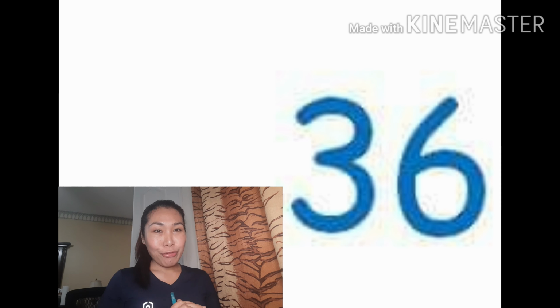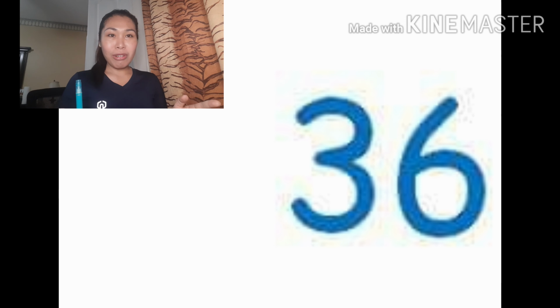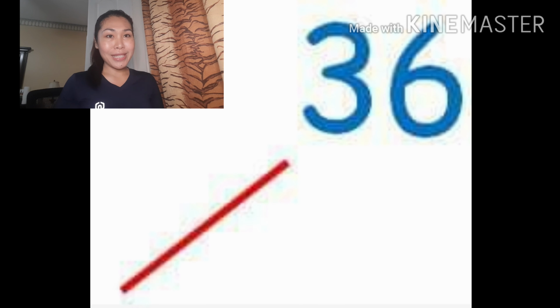Another example, what if we have there 36? 36 can have several factors, right? You can start with 9 and 4, 6 and 6, 12 and 3. So either way, you can use all those factors first. Remember, our goal here is to get the prime numbers. They will become factors of the given number. So once again, draw a line below that number 36.